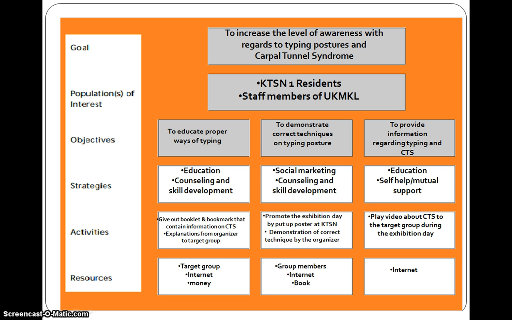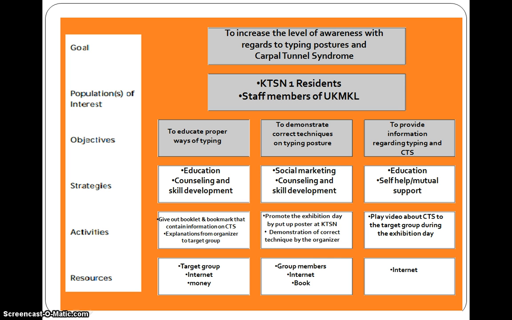For this project, we have three main objectives. First, to educate the proper ways of typing. Secondly, to demonstrate the correct techniques of typing posture, and also to provide information regarding typing and CTS, carpal tunnel syndrome. From each objective, we identified strategies in order to accomplish it. For the first objective, which is to educate proper ways of typing, we will use the strategies of education and also counseling and skill development.